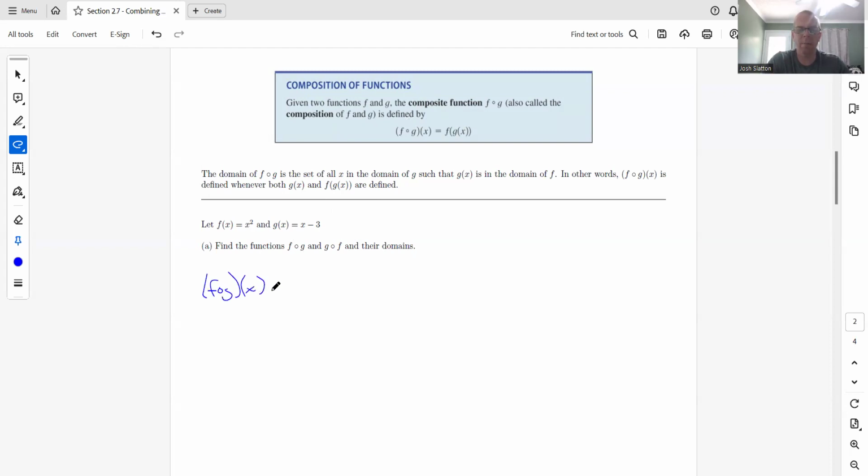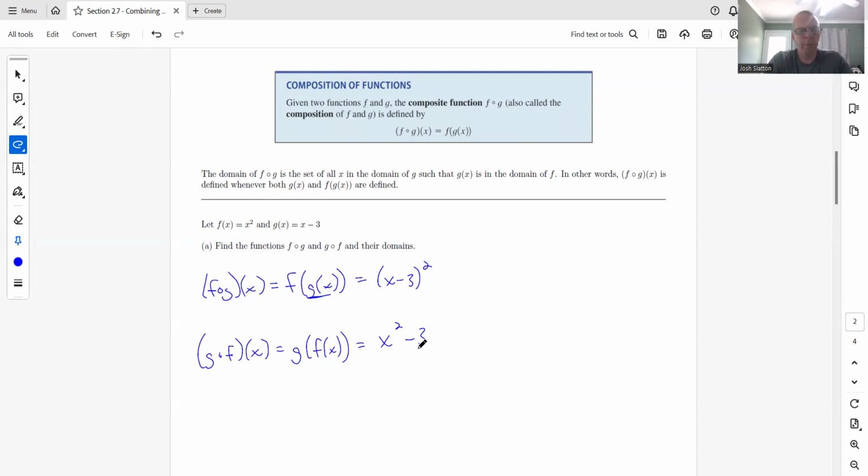So F composed with G, and I think it might help if you write it like this. So this part is the input. We're going to put this in for X right there. So the input is X minus 3. We're going to plug that in for X, and so we just have X minus 3 squared. And then do the reverse. So G composed with F of X. This is G of F of X. So now we're going to put X squared in for X right there, and so we get X squared minus 3.